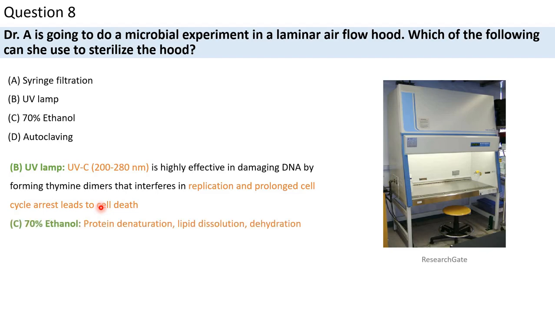So that is what happens when using a UV lamp in the laminar airflow chamber. In the case of 70% ethanol, even when we are wiping it, we call it a disinfectant, right? What happens is that this leads to lipid dissolution.